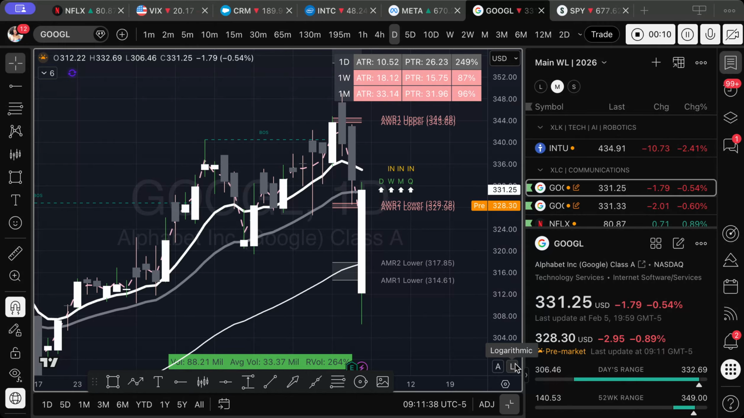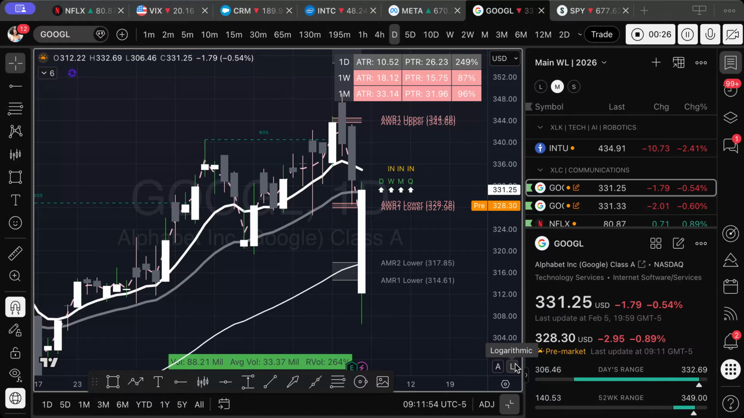And as you can see here, I'm actually looking at Google. Now, Google had a very aggressive recovery yesterday, and I want to see if it has the potential to get a continuation to the upside or if we're going to take the 4 hour trigger to the downside. So let's go ahead and map this thing out.